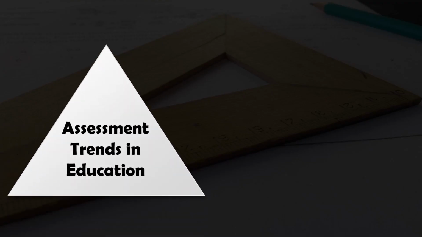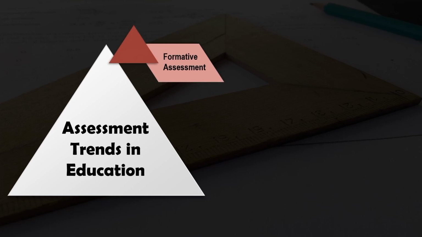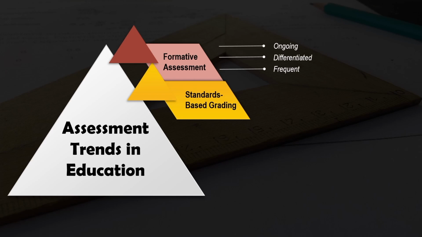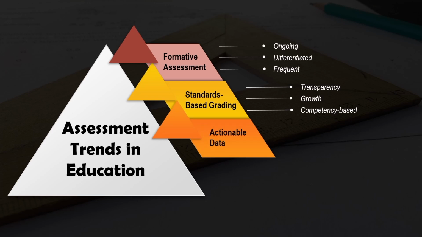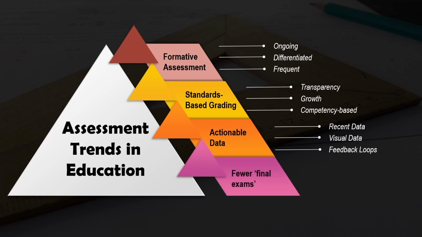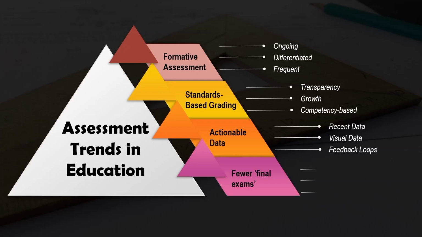So, what are the assessment trends in education? As you know, formative assessment is ongoing, differentiated and frequent. In standards-based grading, we have transparency, growth and competency-based. Actionable data, we get actionable data with recent data, visual data, feedback loops and many things. And fewer finals, you should not have too many final exams. The final exam should be innovative with reduced stress and clear insights. These are the trends in assessment.